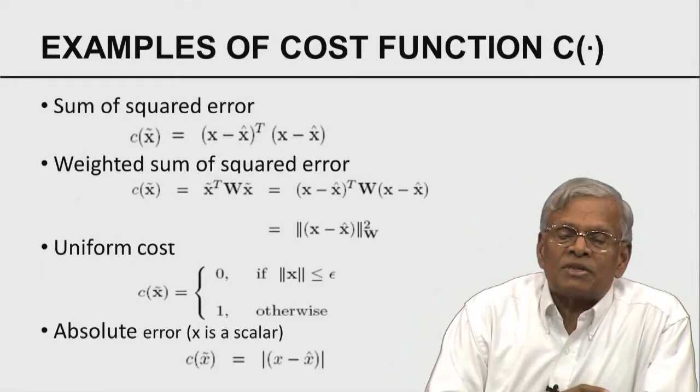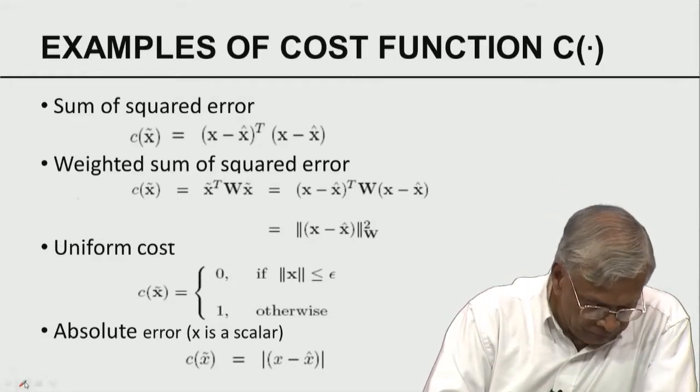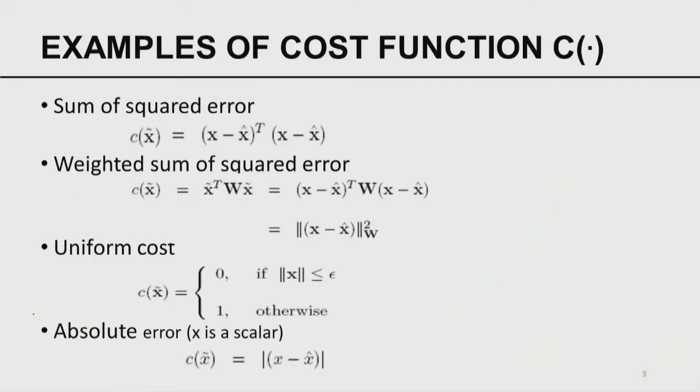So here are some examples of cost functions. x minus x hat is the error. x minus x hat transpose times x minus x hat is also equal to x tilde transpose x tilde. So this is a quadratic function. This is called the sum of squared errors. That is one way to concoct the form of c. It's a simple quadratic form that we are already used to.